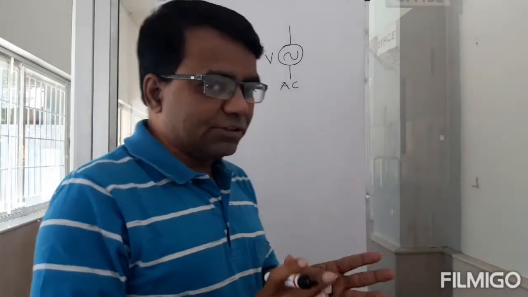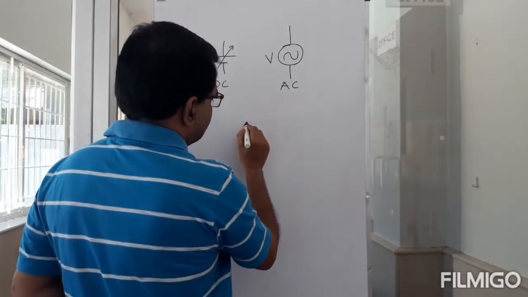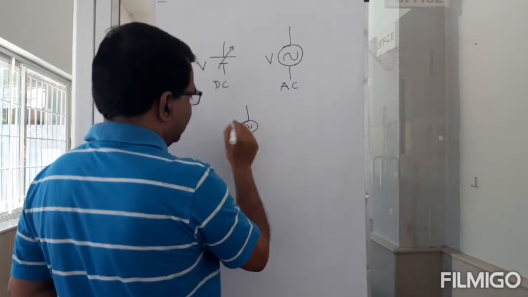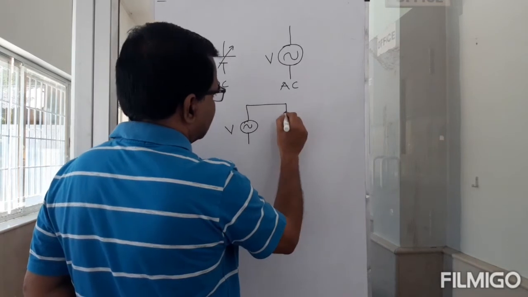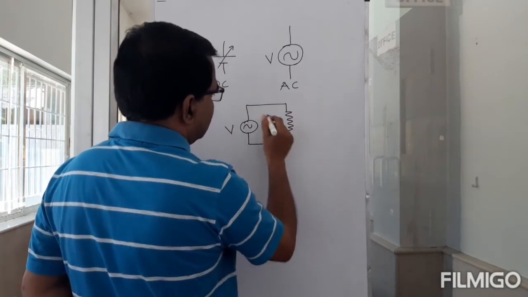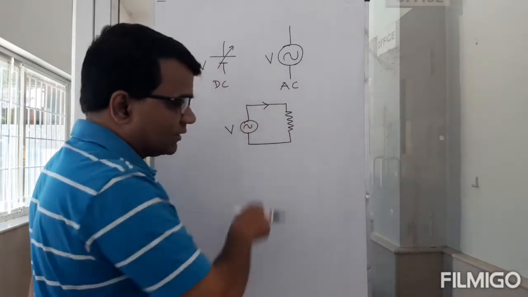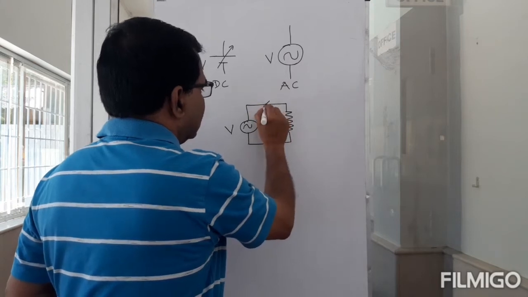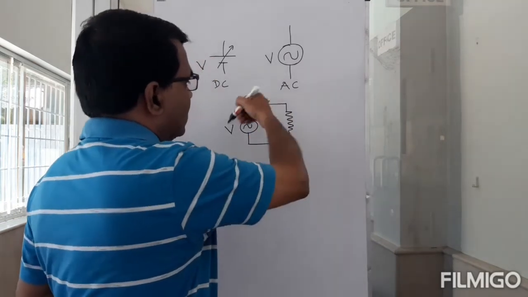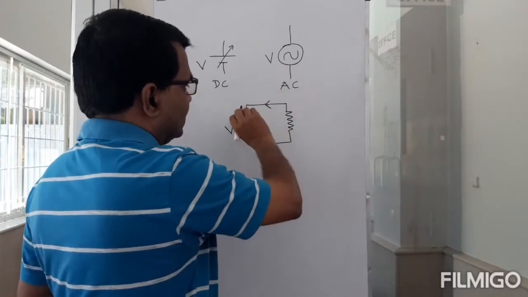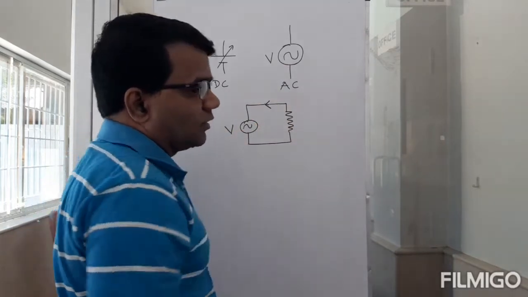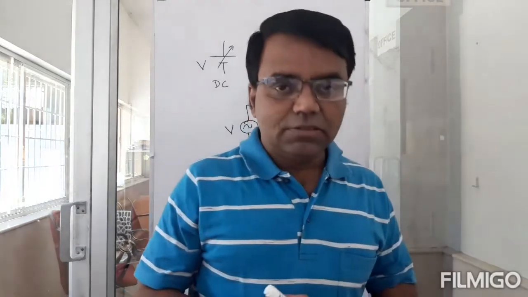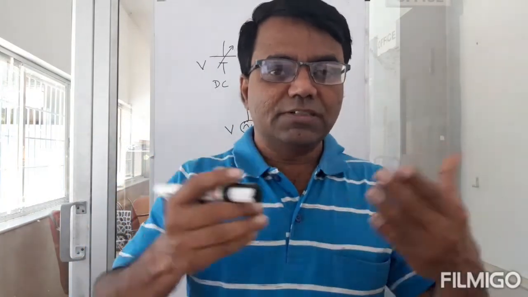Which means that if you have a circuit, I have the source. This is the AC voltage source. And if we connect a resistor here, for some time the current will flow in this direction, and for some other time the current will flow in this direction. So the current will alternate directions. It will flow like this and also flow like that. So this is what we call AC. So with this brief introduction, we will get into the lesson.